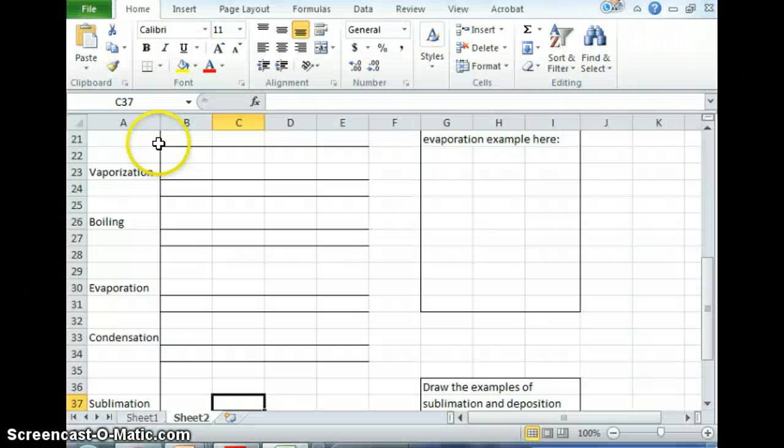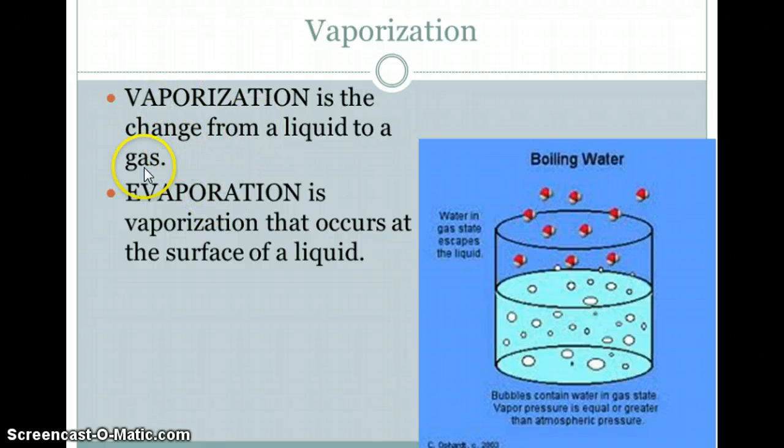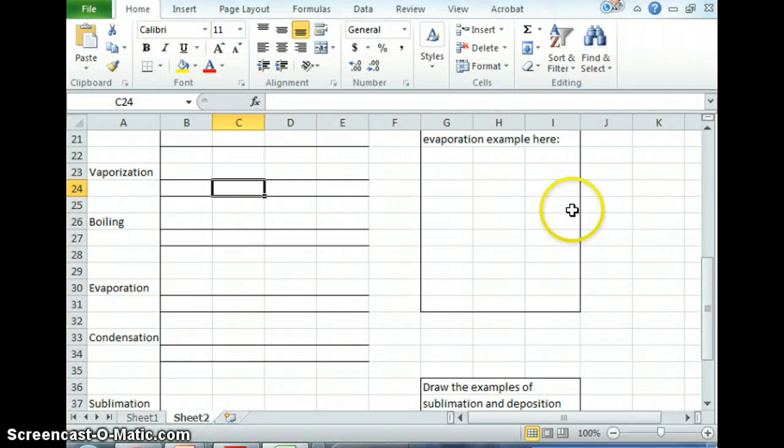Okay, so going back up one to vaporization. It's the change from a liquid to a gas. So vaporization is when you change from a liquid to a gas. Evaporation is vaporization that occurs at the surface. So when you're boiling a pot of water, when you see just off the surface those vapors coming off, that's evaporation. And then vaporization continues above that.